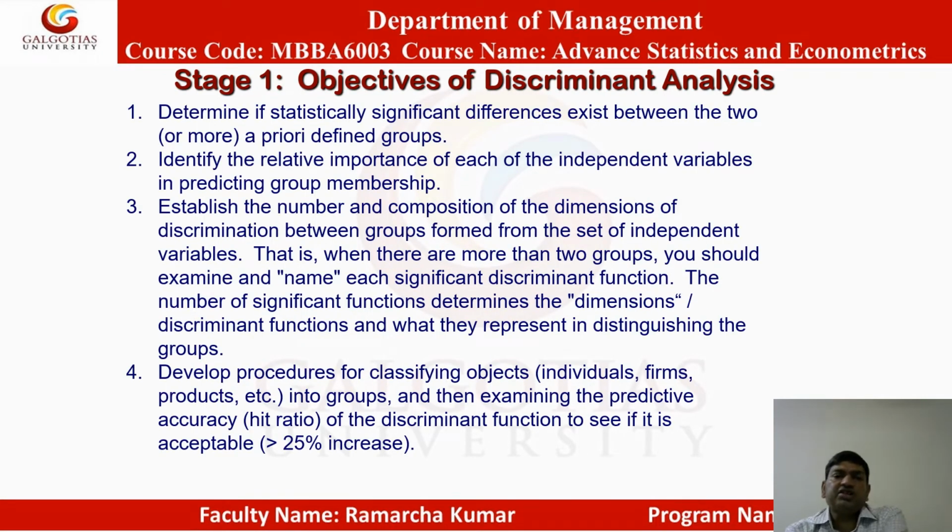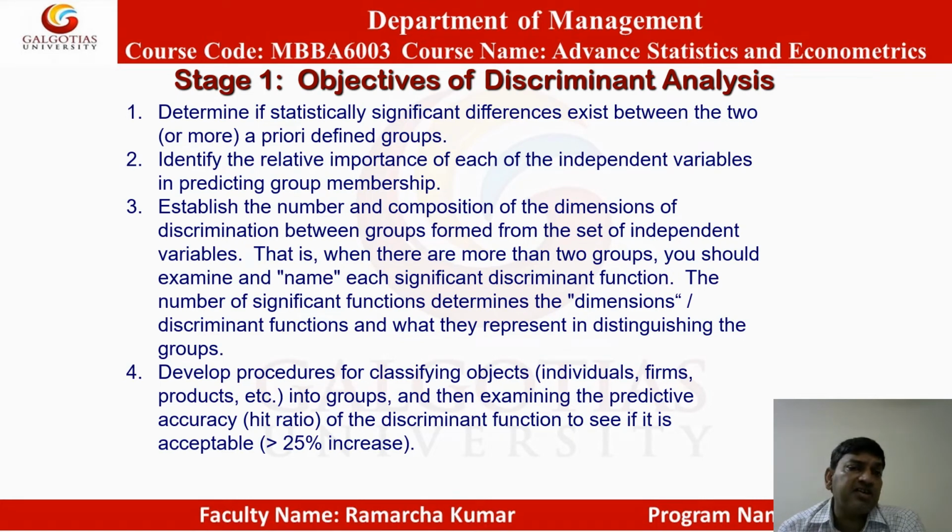In stage 1, the objectives of discriminant analysis are to determine if statistically significant differences exist between two or more a priori defined groups. We have already defined the groups a priori, and we need to determine if a statistically significant difference exists between them. Also, identify the relative importance of each of the independent variables in predicting group membership.